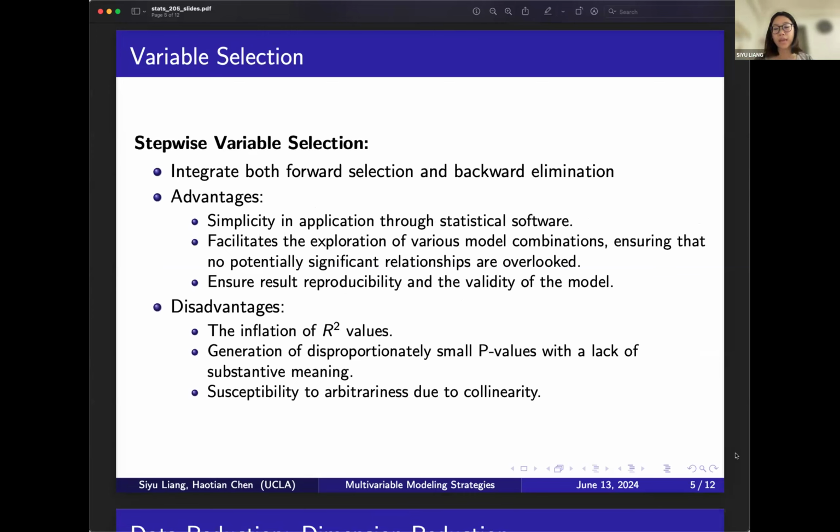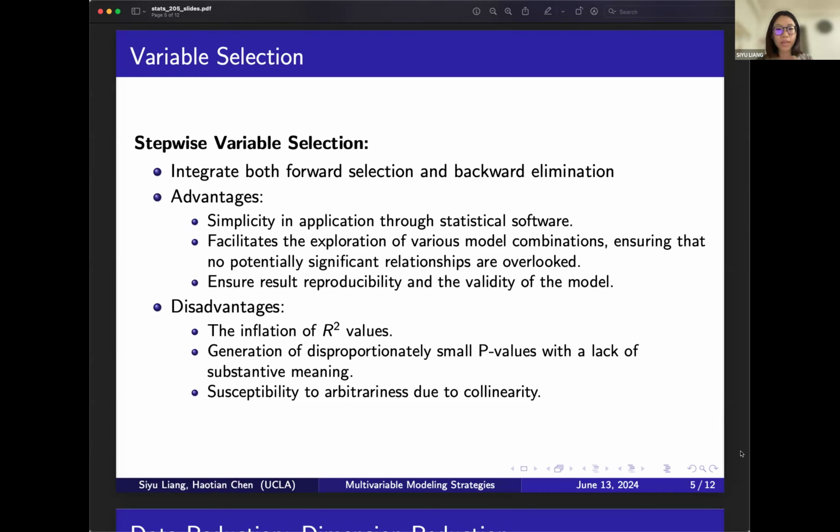The third type of method is stepwise variable selection. It integrates both forward selection and backward elimination. The advantage of stepwise selection is that it's simple to use through statistical software, it ensures no potentially significant relationships are overlooked, and it ensures the reproducibility and validity of the model. However, it also has some disadvantages. For example, the inflation of R-square values, and it generates disproportionately small p-values that do not have substantive meaning. It is also susceptible to arbitrariness because of collinearity.